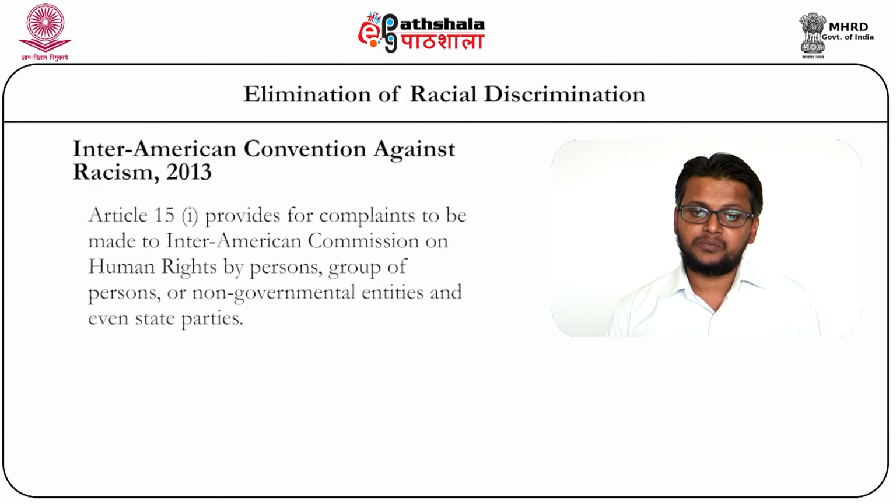Under Article 15, Clause 1, complaints can be made to Inter-American Commission on Human Rights by persons, number 1, number 2, groups of persons, and number 3, non-governmental entities. Number 4, the application can also be made by state parties, but then that is subject to agreement between the states. For example, if state A and state B both are members of Inter-American Convention Against Racism 2013 and they have agreed between themselves that in case of any violation of equality we can go, then only in that situation the one state can go against the other state for the violation of the provisions of the convention.